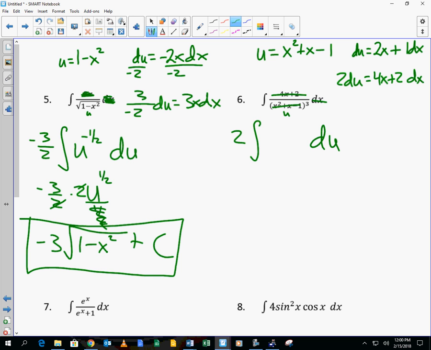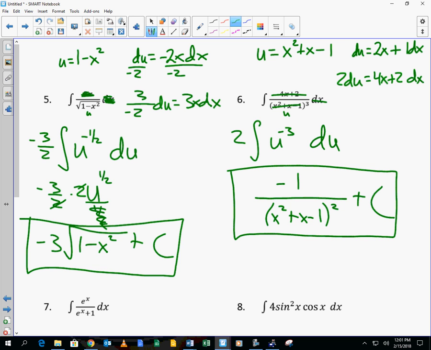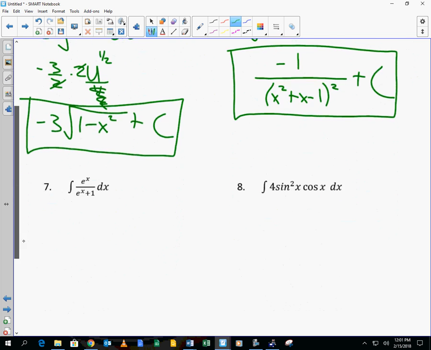So what do I got here? What's the antiderivative of u to the negative 3? U to the negative 2 over, so what will happen to the 2's? What am I left with in the numerator then? Negative 1. There's 2 left.